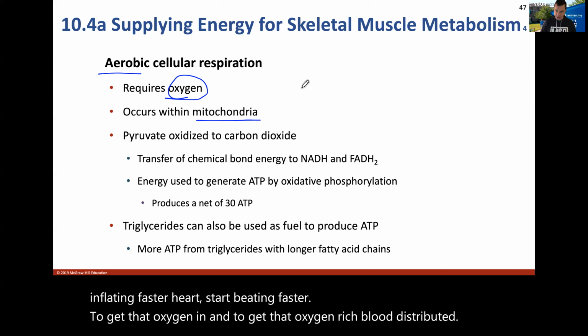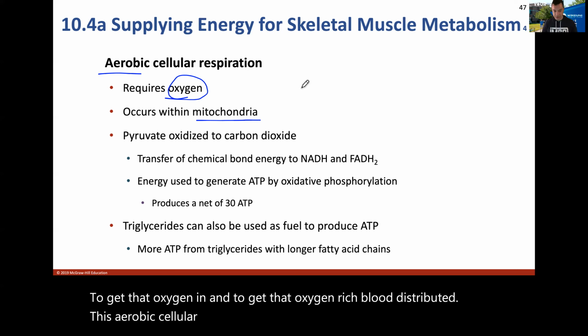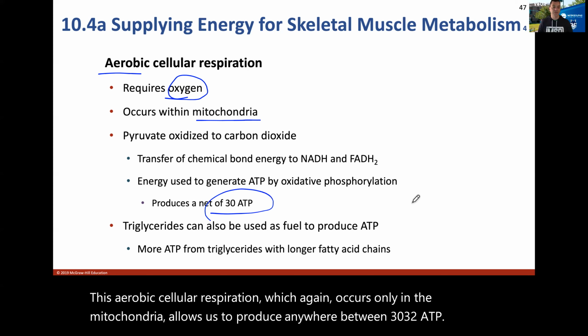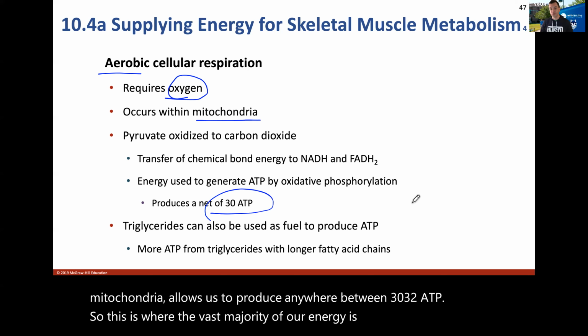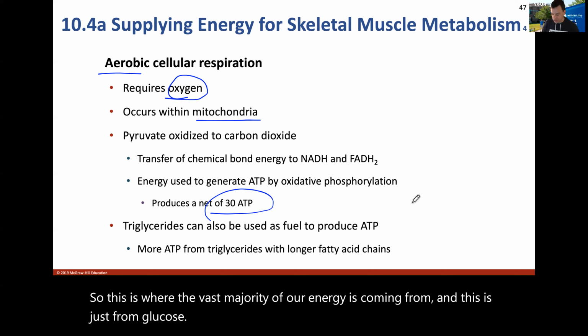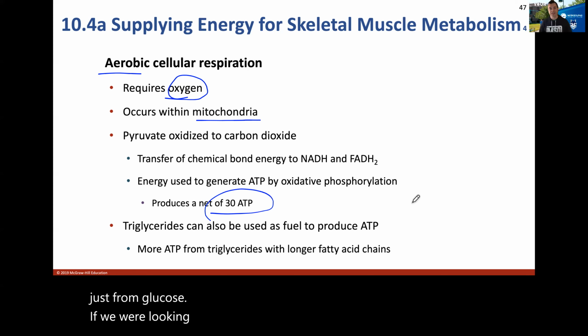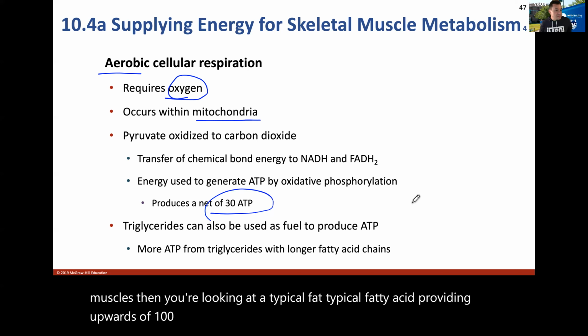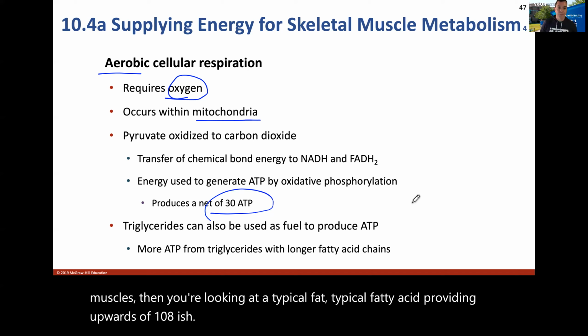This aerobic cellular respiration, which again occurs only in the mitochondria, allows us to produce anywhere between 30 to 32 ATP. So this is where the vast majority of our energy is coming from. And this is just from glucose. If we were looking at the utilization of fats to supply energy for skeletal muscles, then you're looking at a typical fatty acid providing upwards of 108-ish ATP units, okay?